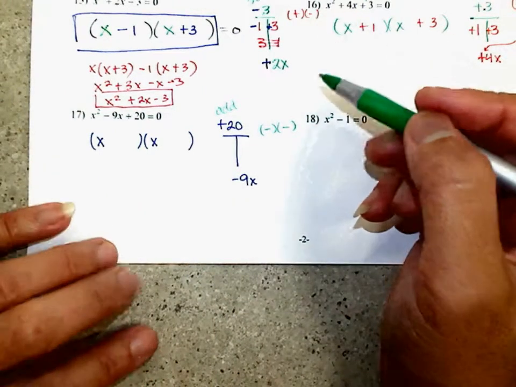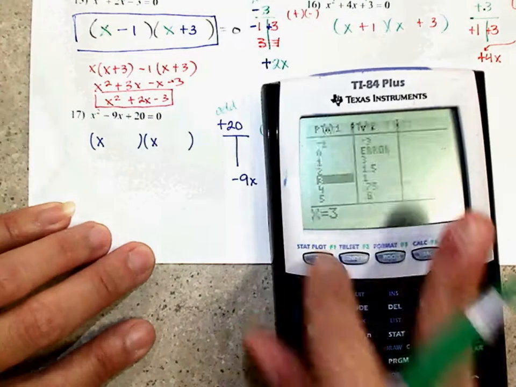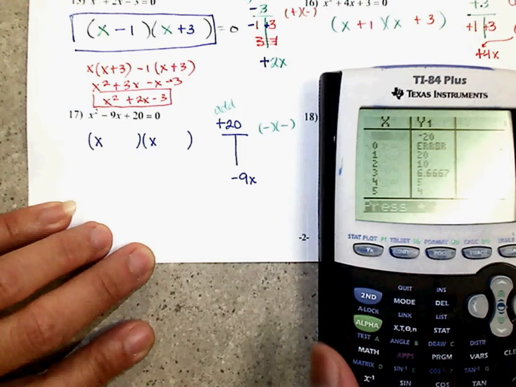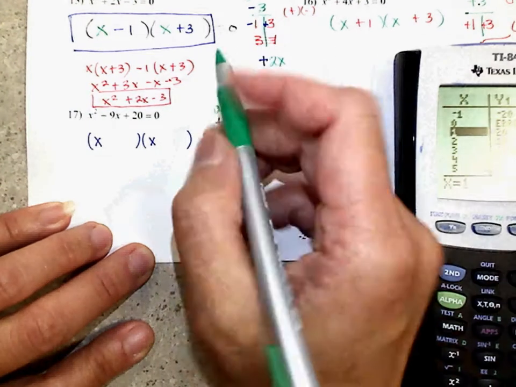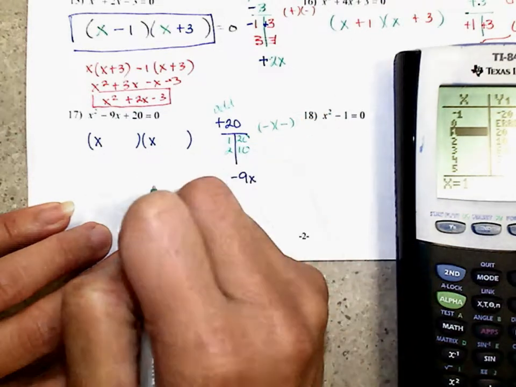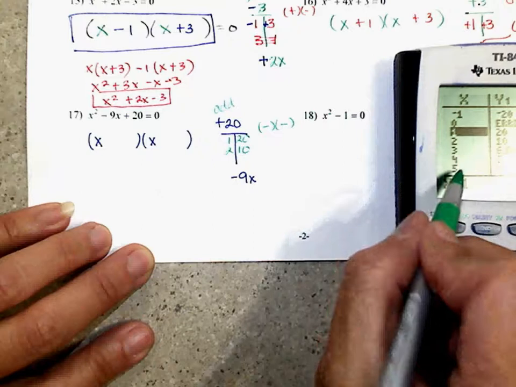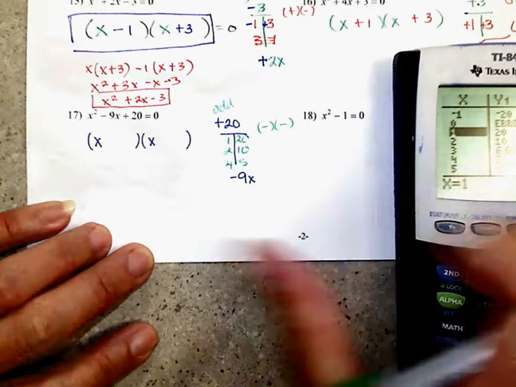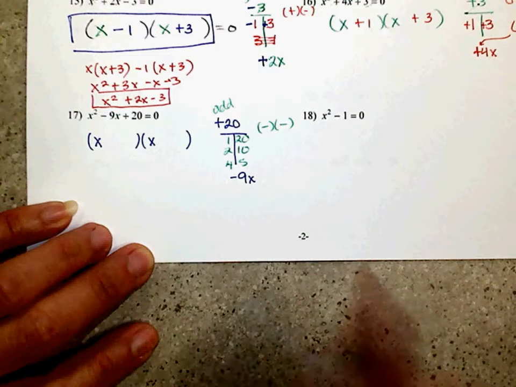So let's see. Go to y equal. Clear that. 20 divided by x. Second table. So I have 1 and 20. 2 and 10. Ignore the decimal. 4 and 5. And then 5 and 4. See how that's a repeat? Stop right there. So which two of these is going to add to give you 9?